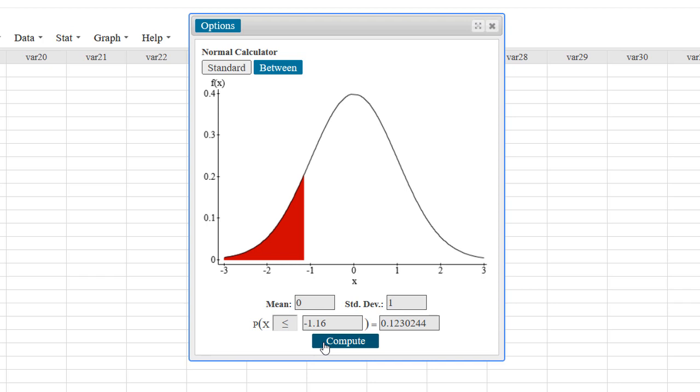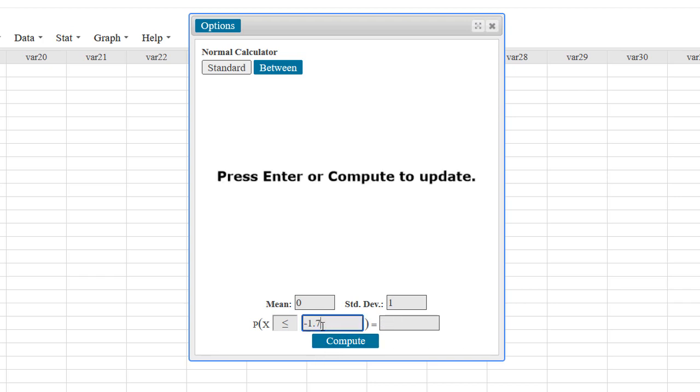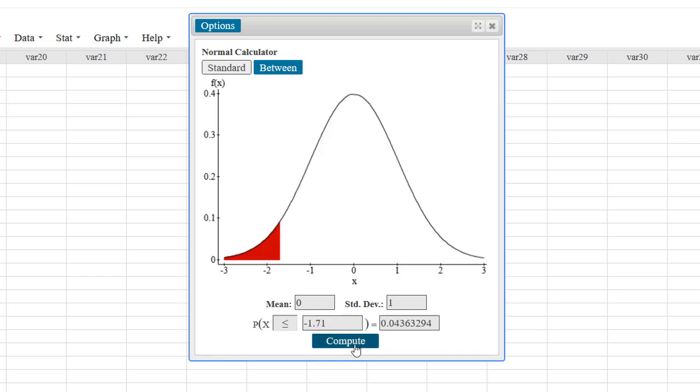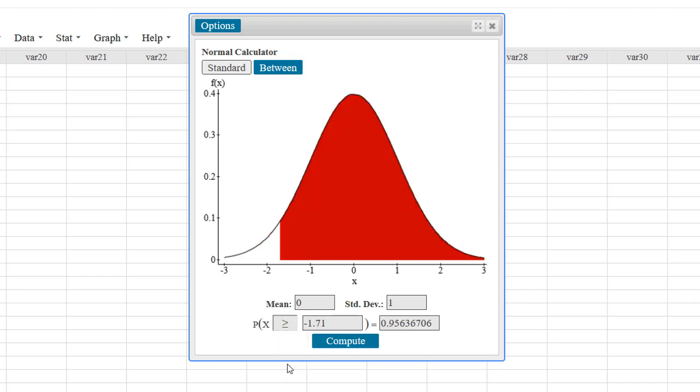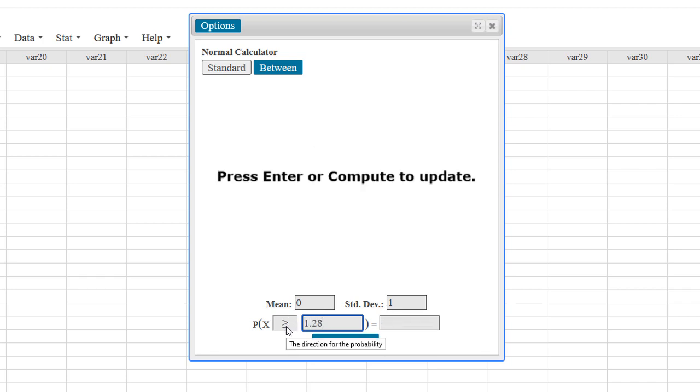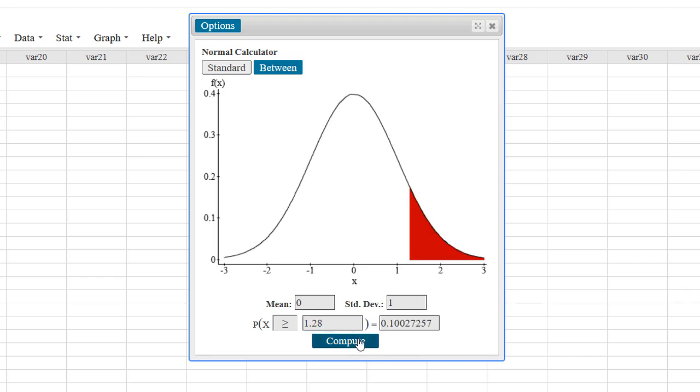Number 8 is an OR problem, so we have to do the first one and the second one. So if we do the first part, the left tail, that is z less than or equal to a negative 1.71. So we change this to a less than or equal to. Hit Compute. Then we write this probability down, and then to do the right tail, I change this to a greater than, and then change the z-score to a 1.28. Hit Compute, and again we get 0.1003 rounded off, and when you add those two probabilities together, you get 0.1439.